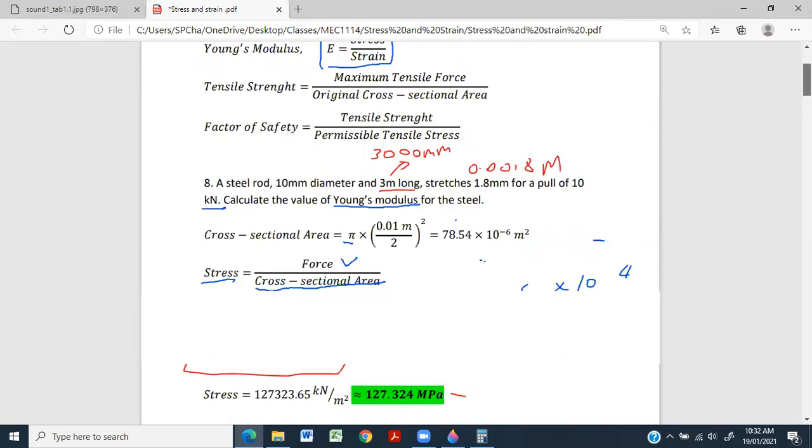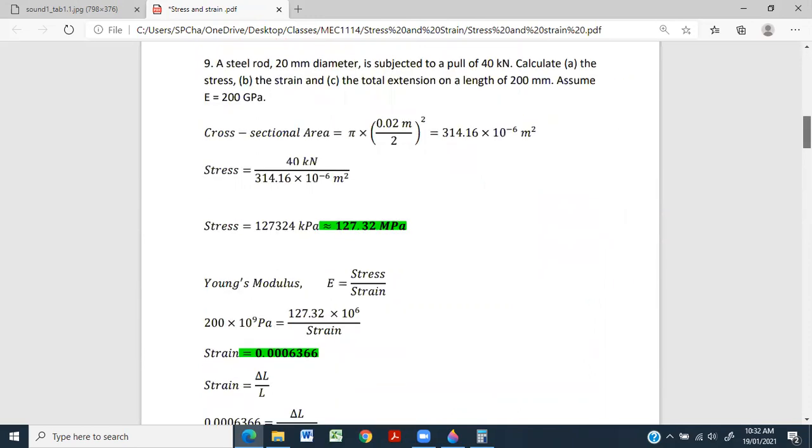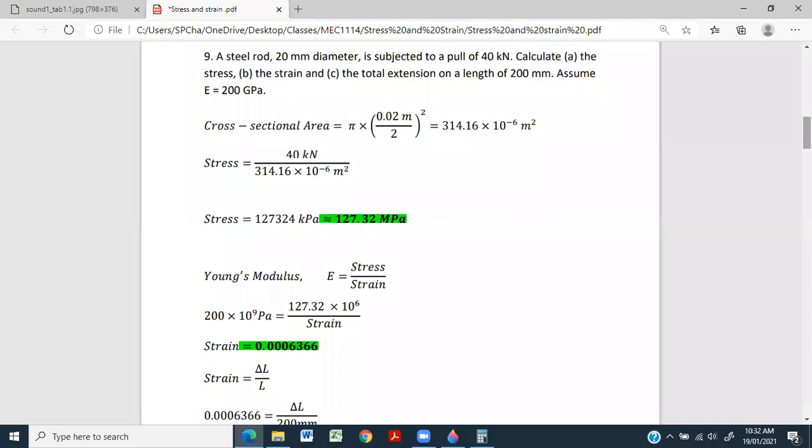Continue on. As long as you manage your numbers, this stuff should be easy, right? So number 9. It's pretty similar to number 8. So let's continue. A steel rod, 20 millimeters in diameter, is subjected to a pull of 40 kilonewtons. Calculate A, the stress, B, the strain, and C, the total extension on a length of 200 millimeters, assuming E to be 200 gigapascal. E in this case is Young's modulus.